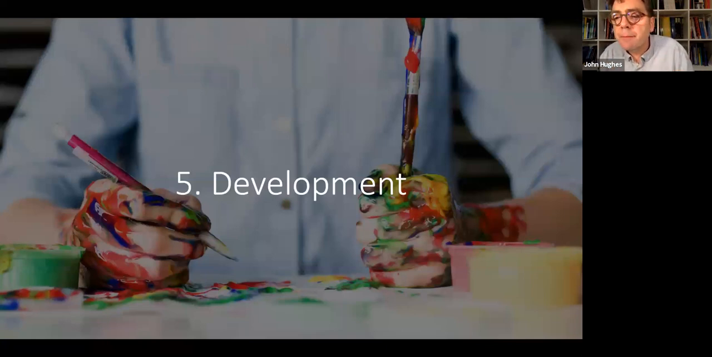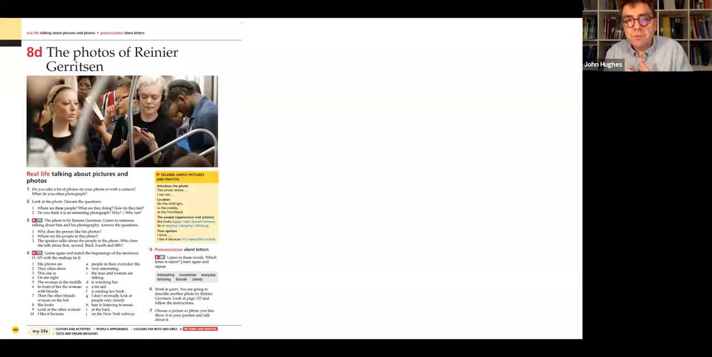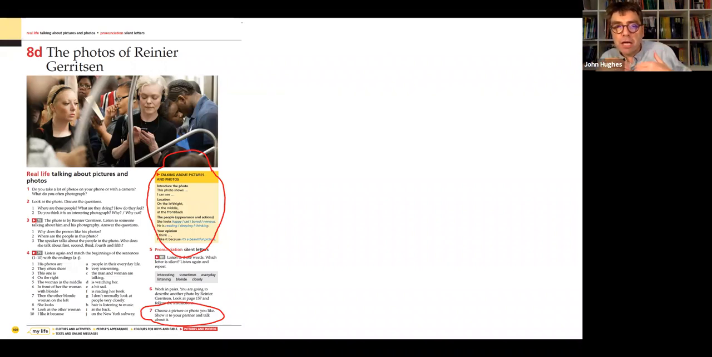Let me give you another example of what development might look like in the class. Here's a page from my book, Life. It's the pre-intermediate book, and if you're familiar with Life, we have a speaking page, and on this speaking page, students were required to practice the language they need for talking about pictures and photos, because National Geographic books are full of them. So I did the pre-work, the information exchange, and then at the end, the last activity on the page is that students choose a picture and they show it to their partner and they talk about it.